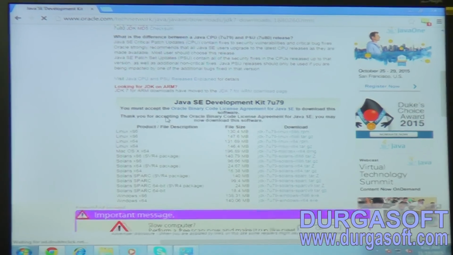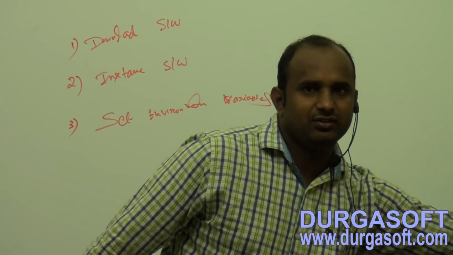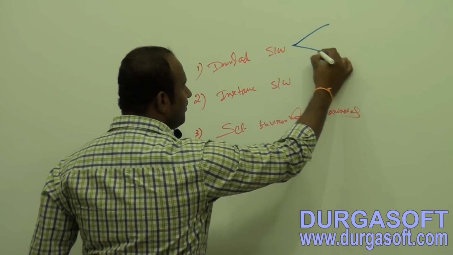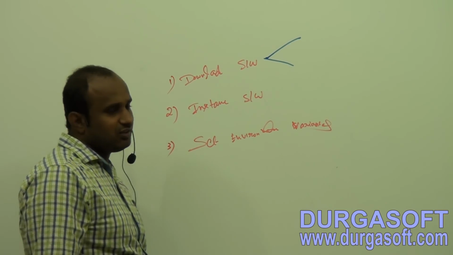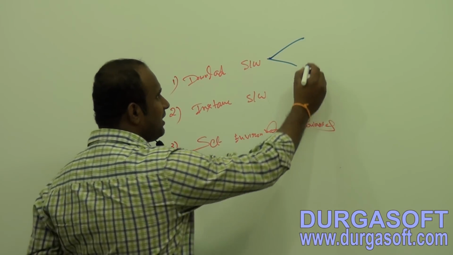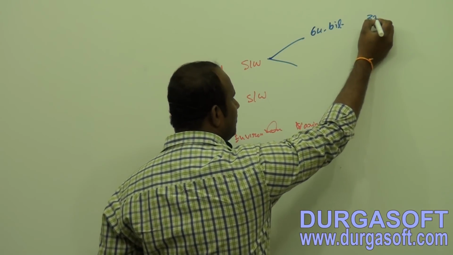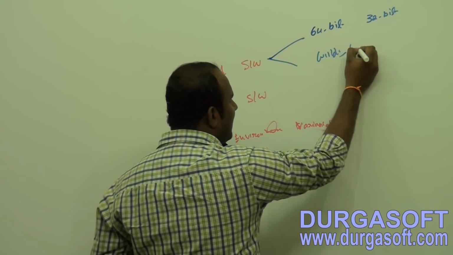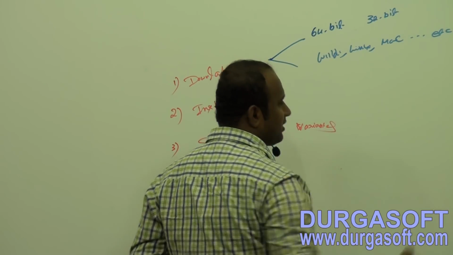While downloading the software, we must check two conditions. What are the two conditions? The software varies from operating system to operating system, and from processor to processor. For the 64-bit, one type of Java. For the 32-bit, one type of Java. For Windows, one type of Java. For Linux, one type of Java. For the Mac operating system, one type of Java, etc.